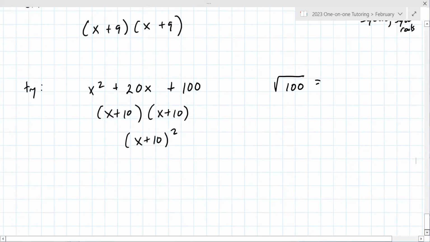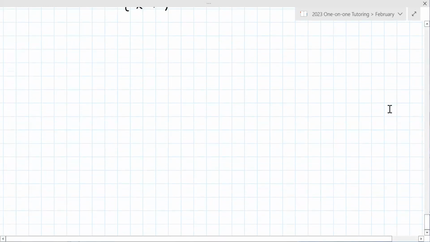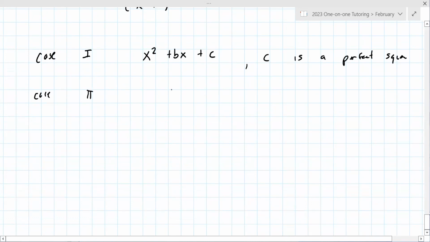Again, like everything else in math, once you feel like you've gotten this down, then I throw something different at you. What we just looked at is case one, and it's x squared plus bx plus c, but the c is a perfect square. The case two is where I just change one sign: minus bx plus c, but again, c is a perfect square.